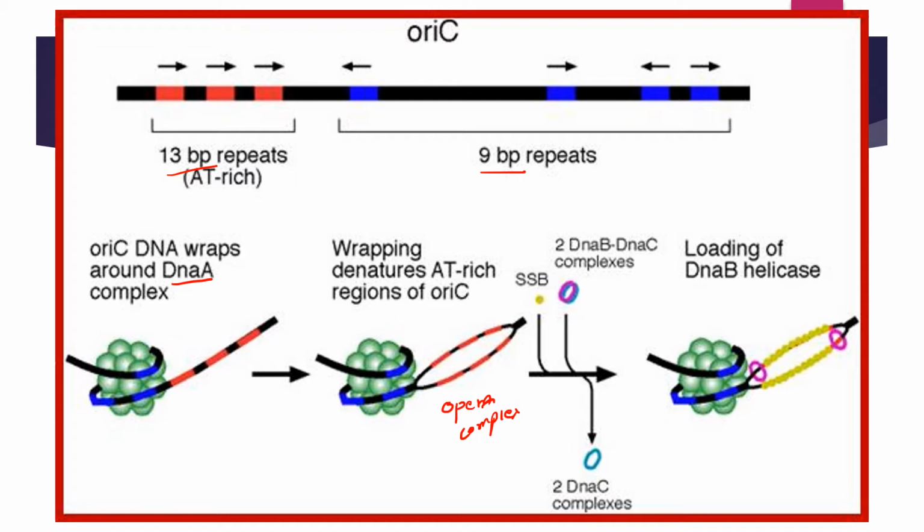At this open complex, what will bind? Two DnaB-DnaC complexes. And what else will bind? Single strand binding proteins, SSB. SSB is nothing but single strand binding protein. So here this protein is bound over the length of the open complex, and there is DnaB. Two rings of DnaB are present. DnaB, as you know, is nothing but helicase, and this will lead to the removal of the DnaC complex.